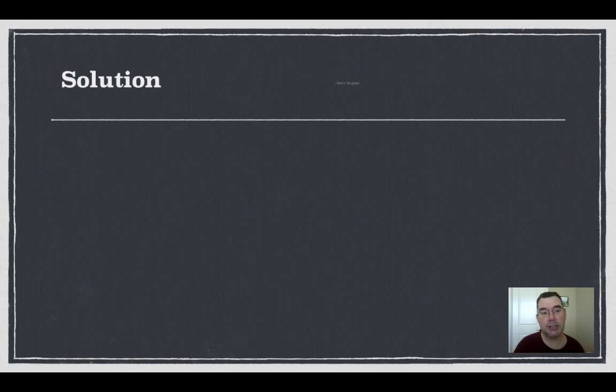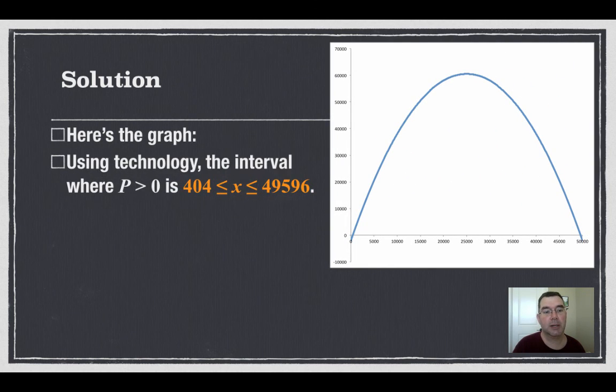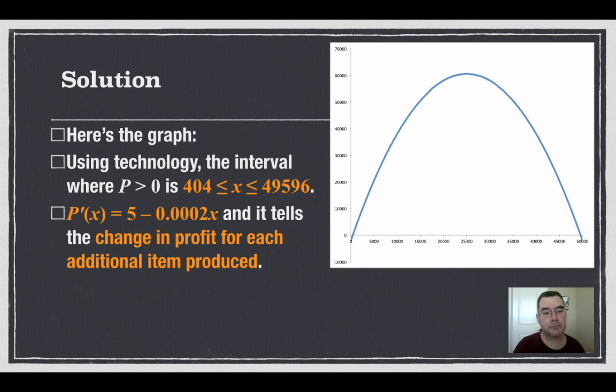Okay, so here's our solution to that. Here's the graph. That's what it looks like. So if I use technology, I need to figure out where I'm making a profit, and the profit has to be any time that the y coordinate, or the p coordinate in this case, is above 0. And if I use technology to figure out where the x-intercepts are, they're at about 404 and 49,596. So as long as I'm somewhere in between those, then I am making a positive profit.